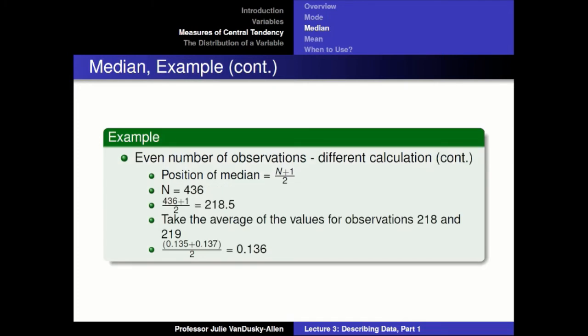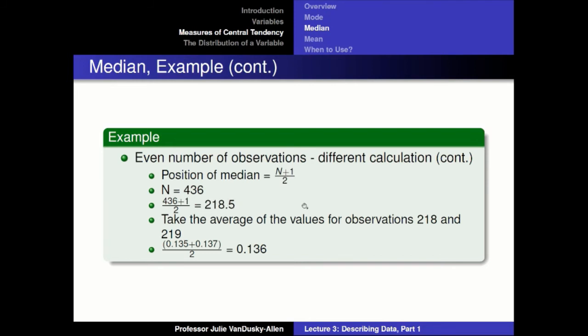Let's say we have a common space variable with 436 observations. We should run the same calculation as before. The position of the median is equal to the number of observations plus 1, and that value divided by 2. If we have 436 observations, our calculation would produce 218.5. So we get a number with 0.5 at the end.